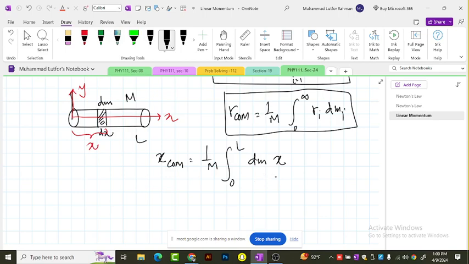You understand this format? This is simply the location of that mass. I write it exactly the same way as the previous case. In that case, it was 1 over m, summation from i equals 1 to n of mi times xi. The integration sign I replaced by the summation, and mi is actually dm, and x is the location of that mass. Do you understand this one?